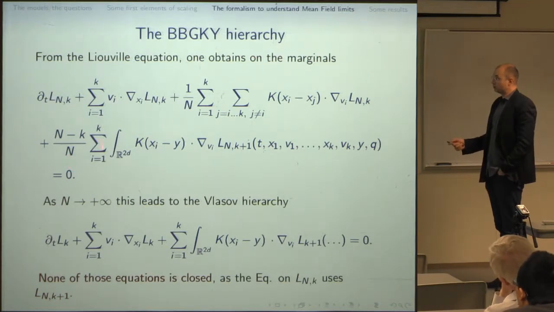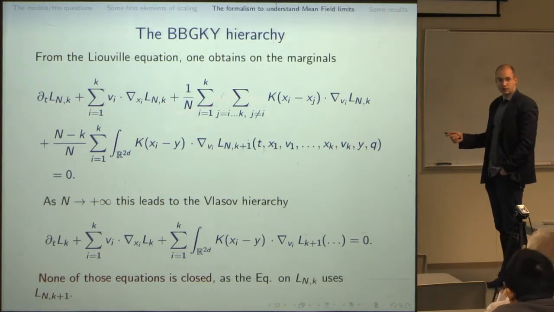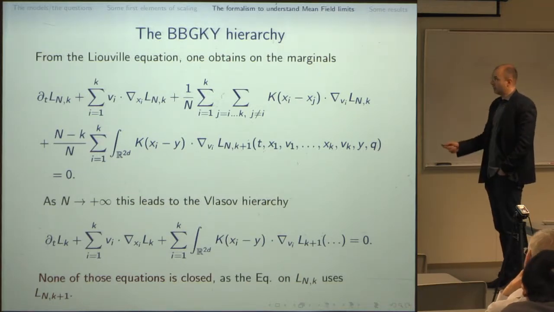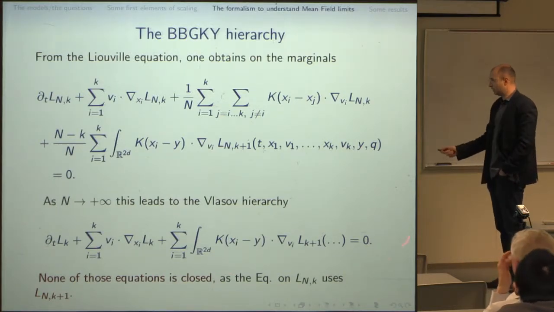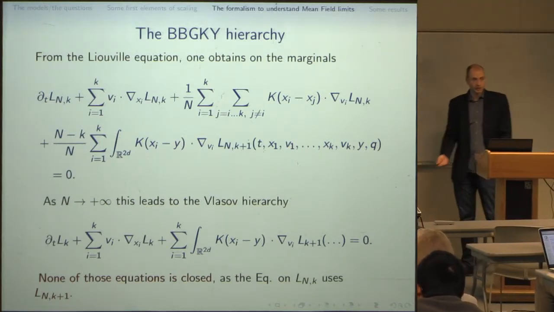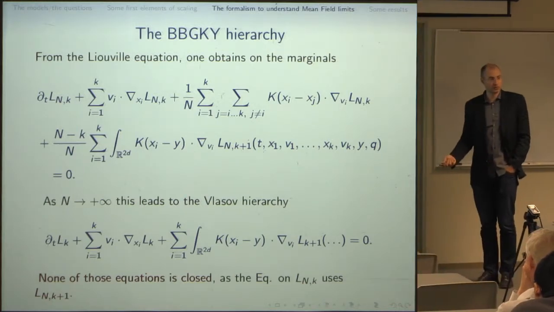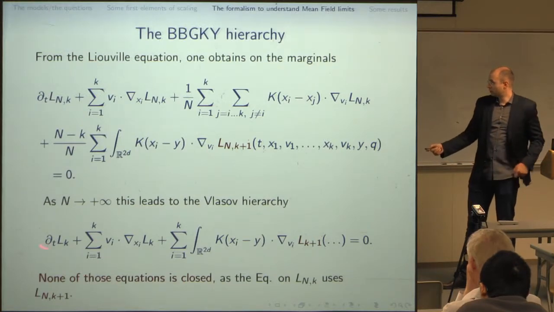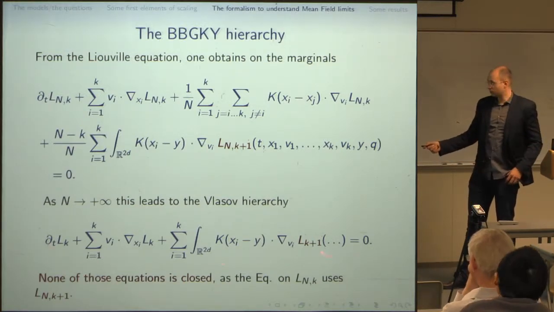When you're going to the limit formally as n tends to plus infinity, you see that this term disappears. This term disappears because I have k terms here and essentially k there. So this is like k squared over n, which goes to 0 as n tends to plus infinity. That one remains. So when you pass to the limit, this is the equation you obtain, and it's called the Vlasov hierarchy. And why is it a hierarchy? Because it's not closed. The equation on Lk involves Lk plus 1.